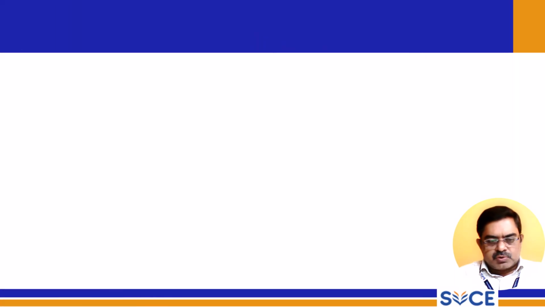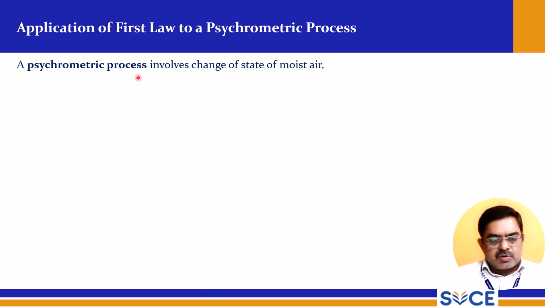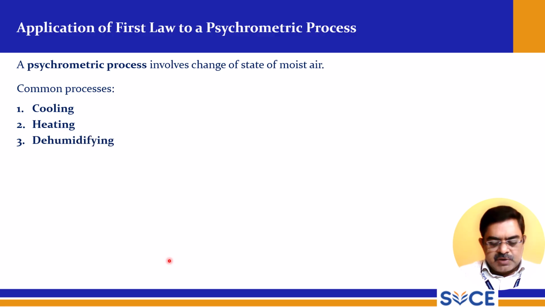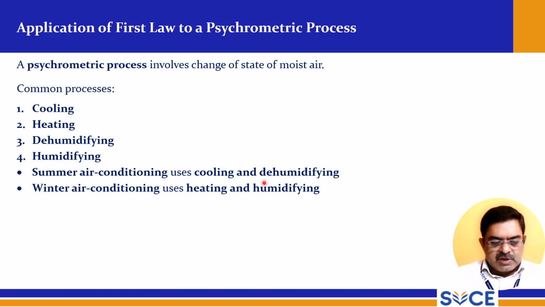So coming to the application of first law to psychrometric processes, a psychrometric process involves change of state of moist air. So common processes: cooling, heating, humidifying and dehumidifying. The summer air conditioning uses cooling and dehumidifying, and winter air conditioning uses heating and humidifying.